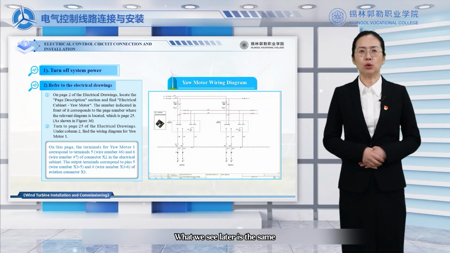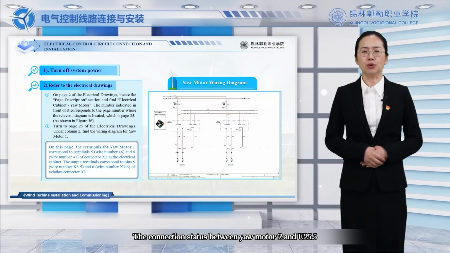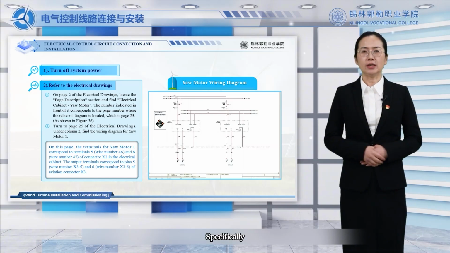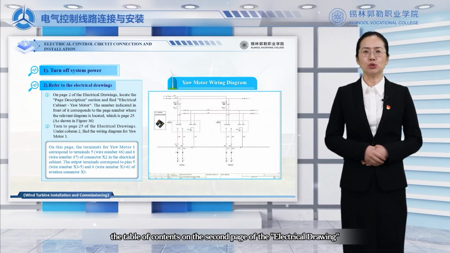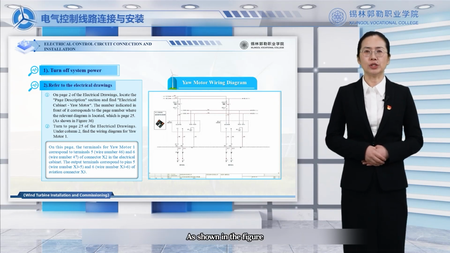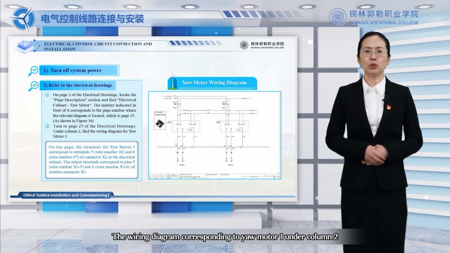What we see later is the same: the connection status between yaw motor 2 and U25.5. Specifically, find the yaw motor of the electrical cabinet on the page description in the table of contents on the second page of the electrical drawing. As shown in the figure, the wiring diagram corresponding to yaw motor 1 is under column 2.